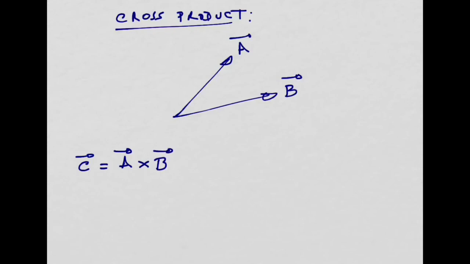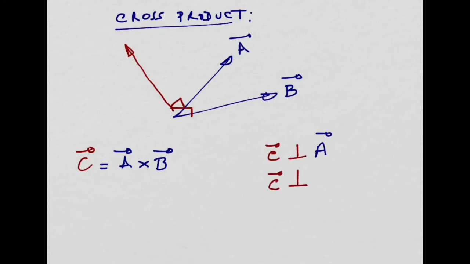And the most important thing now is this property of the cross product: the resulting vector C is perpendicular to vector A and perpendicular to vector B. So I can say something like this: vector C is perpendicular to vector A, and vector C is perpendicular to vector B.